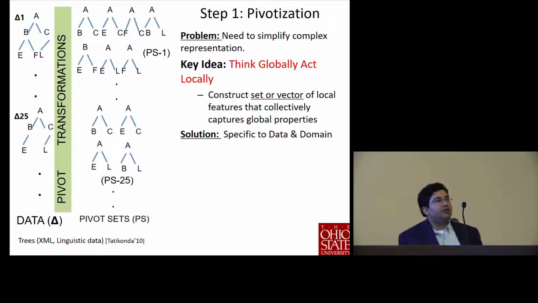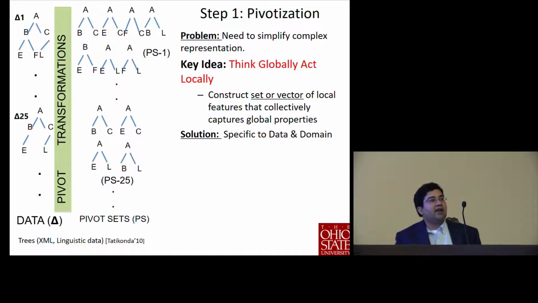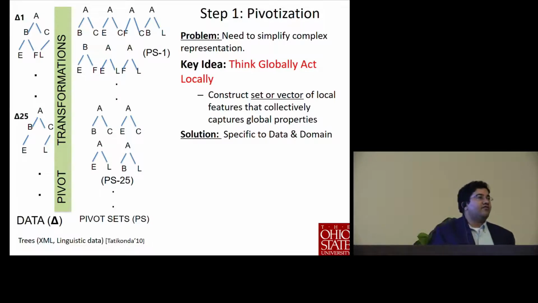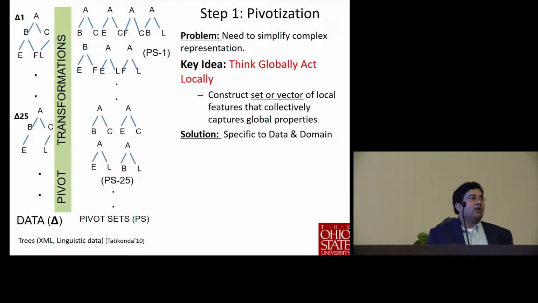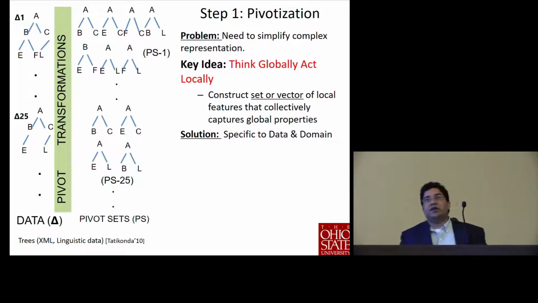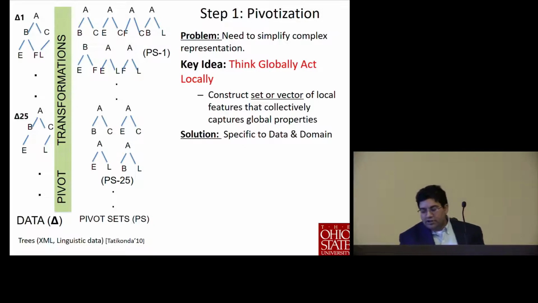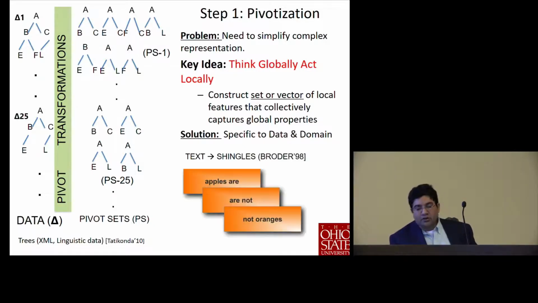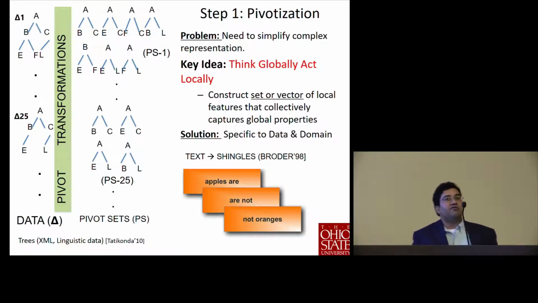Our idea is to construct a set of features, or a vector of local features, that collectively captures the global information that is of interest for that application. On the face of it, this seems like a hard problem. It is indeed specific to the data and the domain, but fortunately we can stand on the shoulders of people who've come up with some of these creative solutions before us.